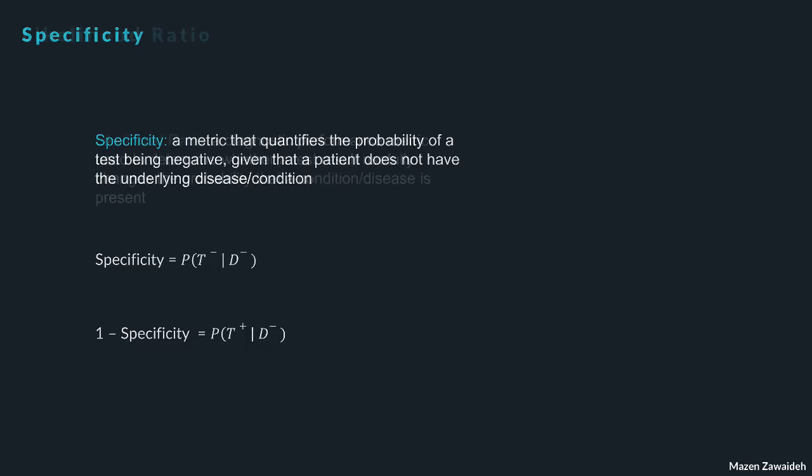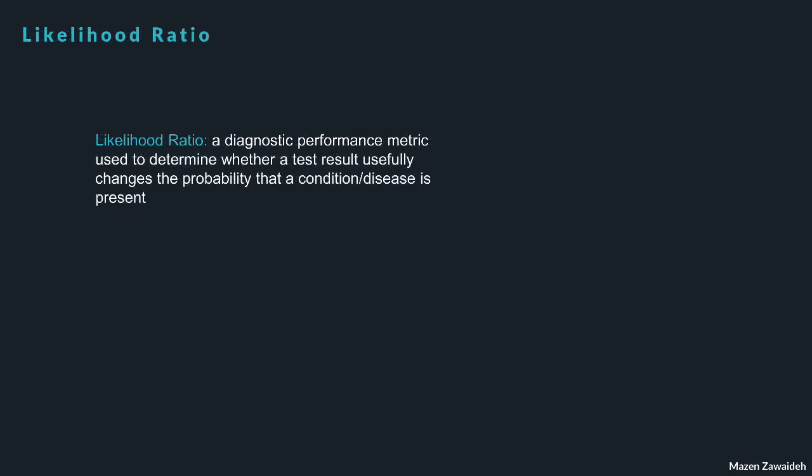Let's now build upon our prior knowledge of likelihood ratios. The likelihood ratio is a diagnostic performance metric used to determine whether a test result usefully changes the probability that a condition or disease is present. First, the positive likelihood ratio. The positive likelihood ratio is defined as follows.